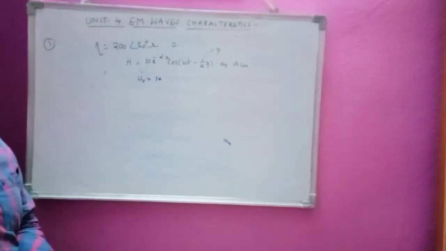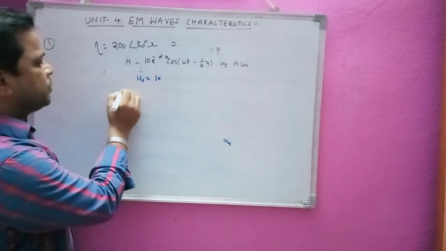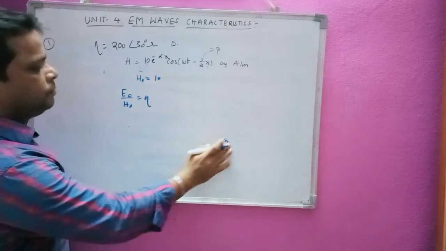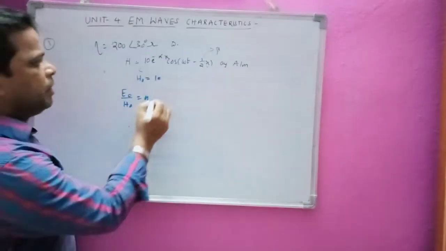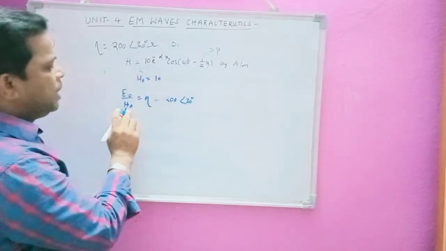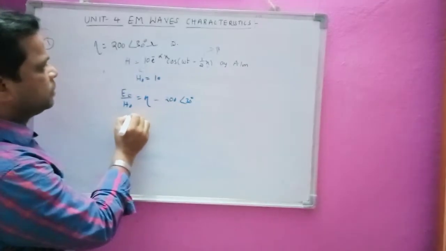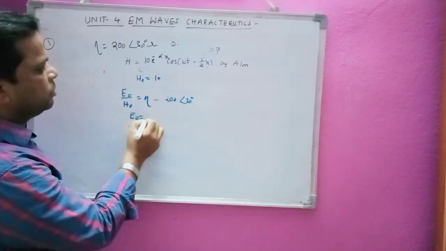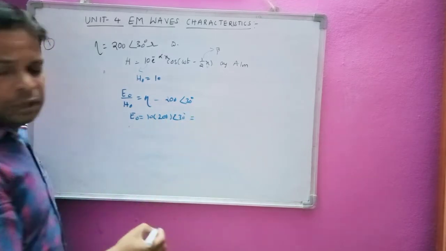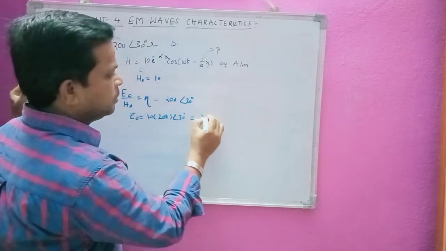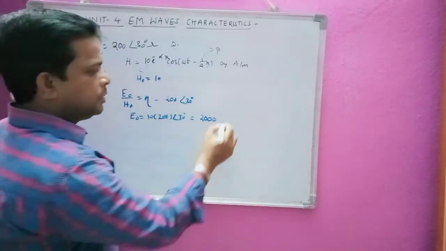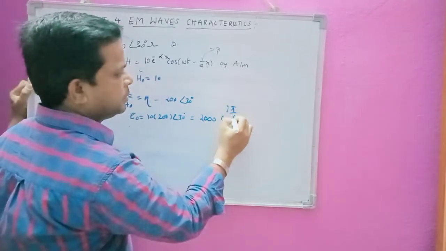H0 is equal to 10 here, and we know that E0 by H0 is equal to eta, and the eta value has been given as 200 at an angle of 30 degrees. H0 is given as 10, so I can calculate E0 here. E0 is equal to 10 into 200 at an angle of 30 degrees. It will turn out to be 2000. If I write this in the polar form, it will be equivalent to e power j pi by 6.